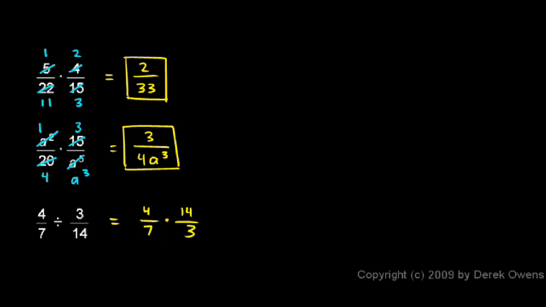But before I do that, I notice that this 7 down here and this 14 up here can be simplified quite a bit. They can both be divided by 7. So when I divide the 7 by 7, it becomes a 1. And divide the 14 by 7, it becomes a 2. So now I have 4 times 2, which is 8, over 1 times 3, which is 3. 8/3 is my answer.